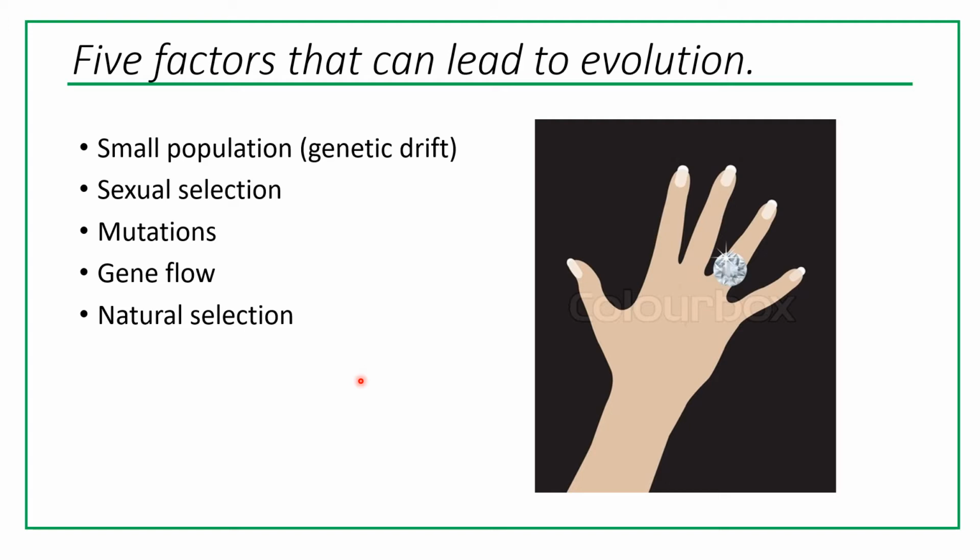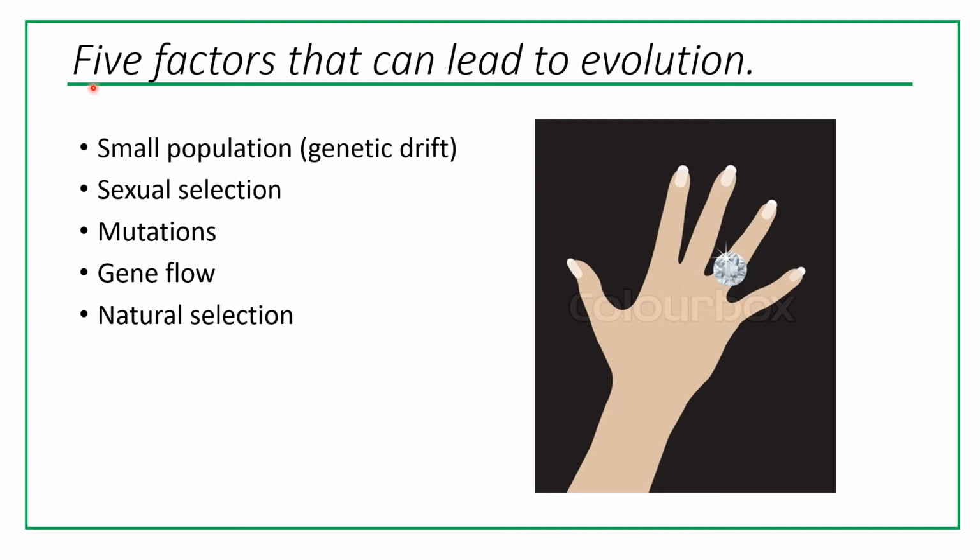Now, if we want to change frequencies of alleles, how to do it? What are the factors that can lead to evolution, or to change in allele frequencies? Imagine you have a big population and it lives hundreds of thousands of years, and it seems like it stays the same. Now, what can be done for this population to change? And remember, if a population is changing, that means it is evolving, because evolution is a change.